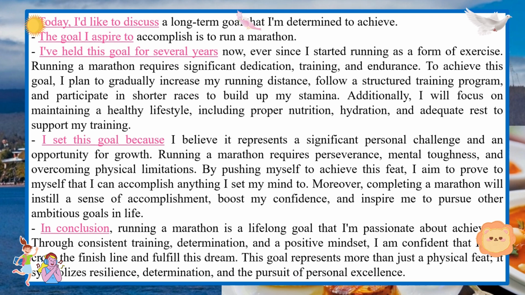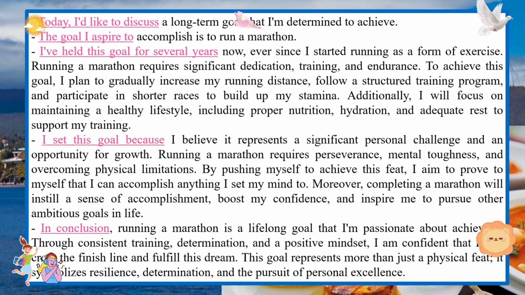Today, I'd like to discuss a long-term goal that I'm determined to achieve. The goal I aspire to accomplish is to run a marathon. I've held this goal for several years now, ever since I started running as a form of exercise. Running a marathon requires significant dedication, training, and endurance.